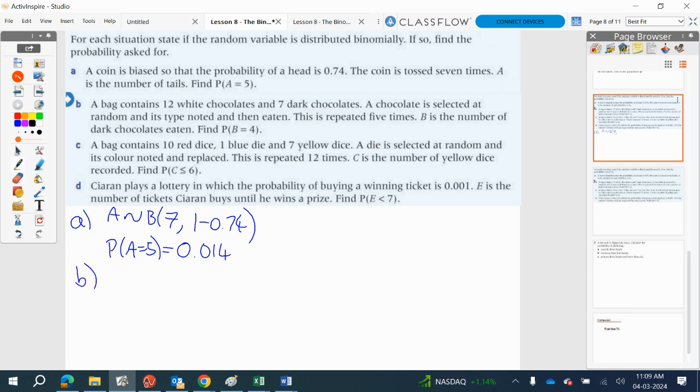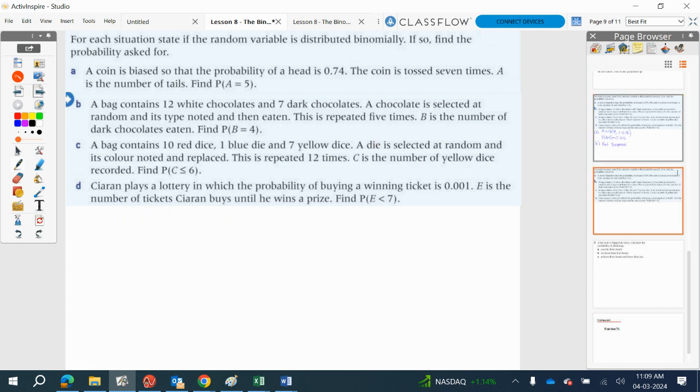B is not binomially distributed. C. Is this one binomially distributed? Notice that there is replacement, so we can say that C is distributed binomially. How many times do we repeat it? What's the number of trials? 12. We repeat it 12 times. What is the probability of success?